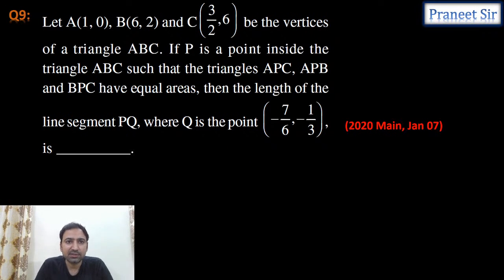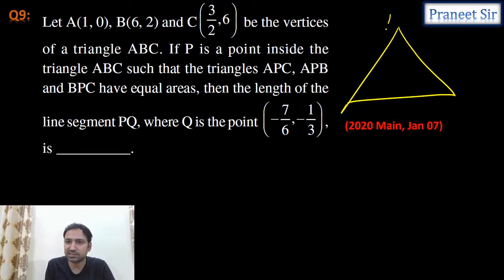Ninth question. Point A is given, B is given, C is given. These are the vertices of triangle ABC. If P is a point inside the triangle ABC such that the triangles APC, APB, BPC have equal area, then find the length of the line segment PQ, where Q is a given point. It's very simple, guys. Let me tell you this way.